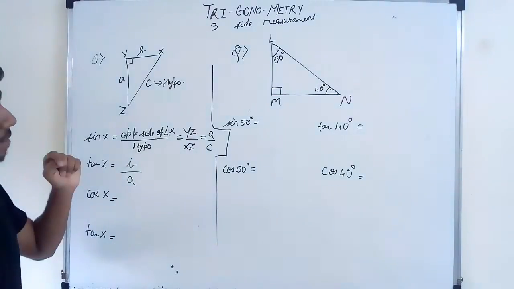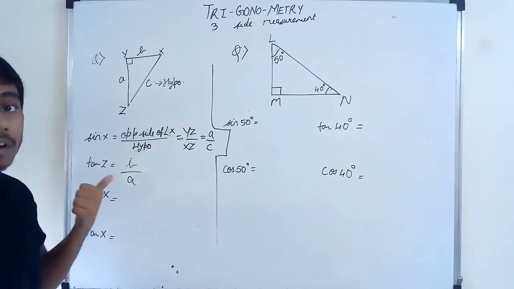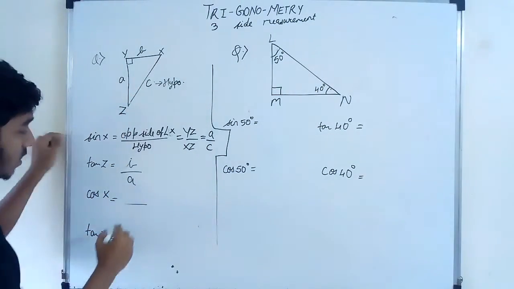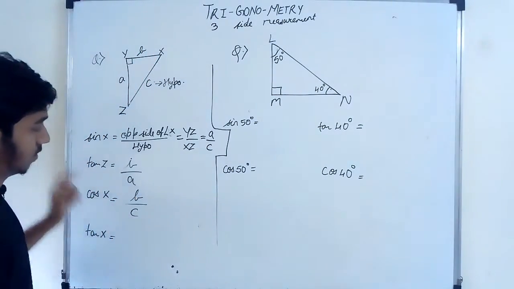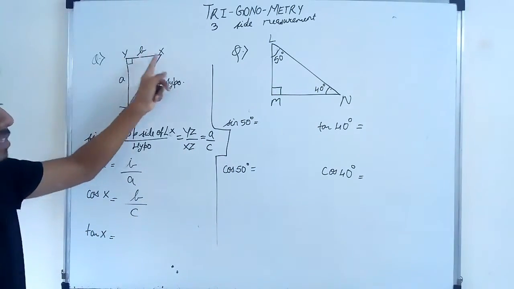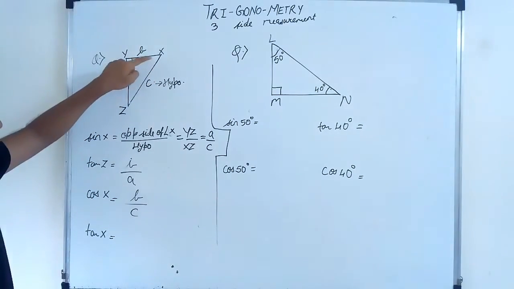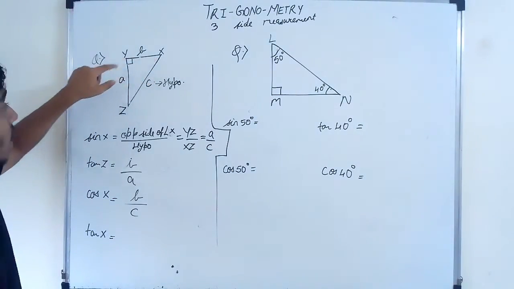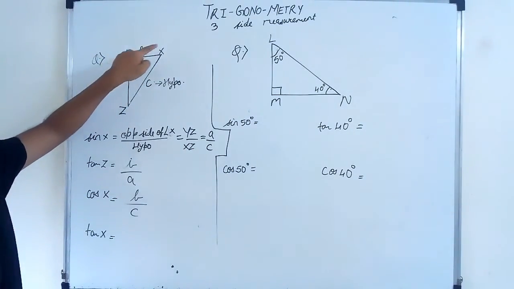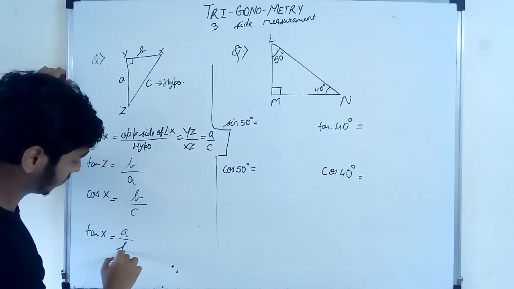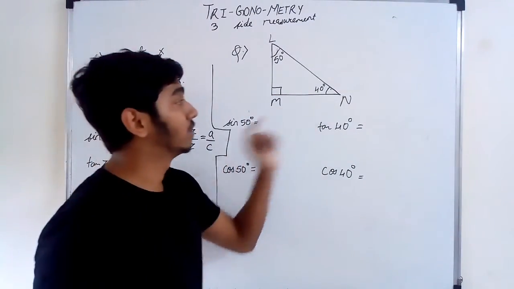Same for this, cos x. You can check that out. Cos x will be, you know, adjacent upon hypotenuse. So hypotenuse is C. Adjacent for x, x is B. Correct? B, which is xy, this side. And tan x. What is tan x here? X is this. Tan is opposite upon adjacent. So opposite is A upon adjacent is B. So this will be A upon B. Okay. So I hope you have understood this, how to find. Let's find for these now.